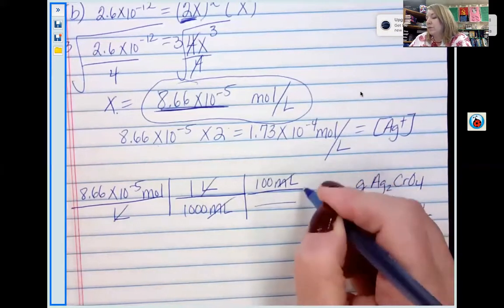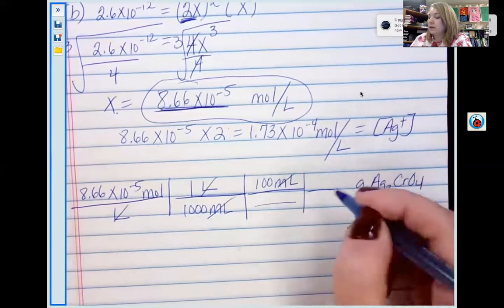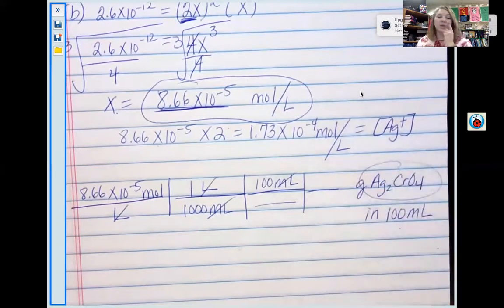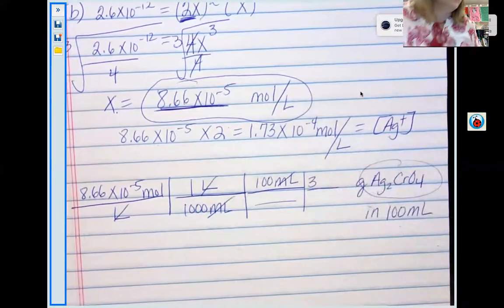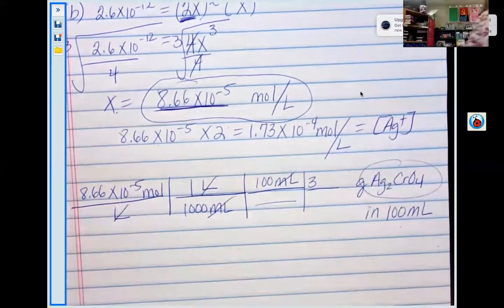And now I need one more conversion to get us to grams. If I look up the molar mass of silver chromate, I believe it was 330 something. Be right back.